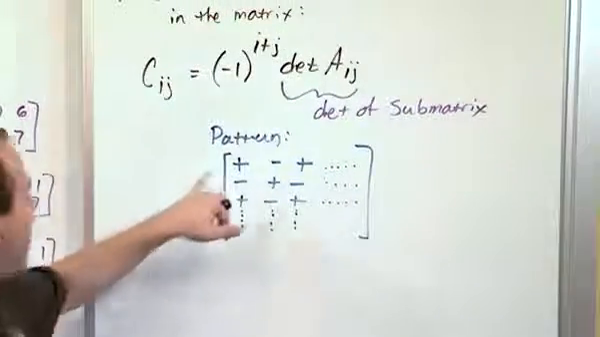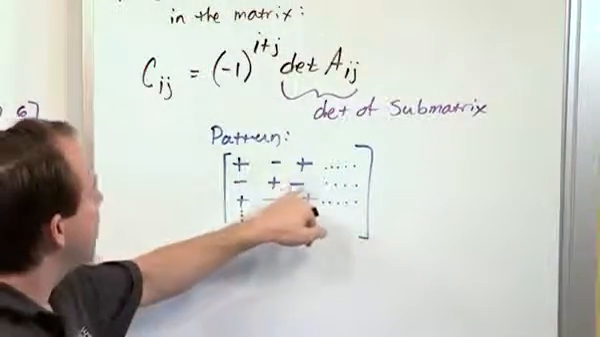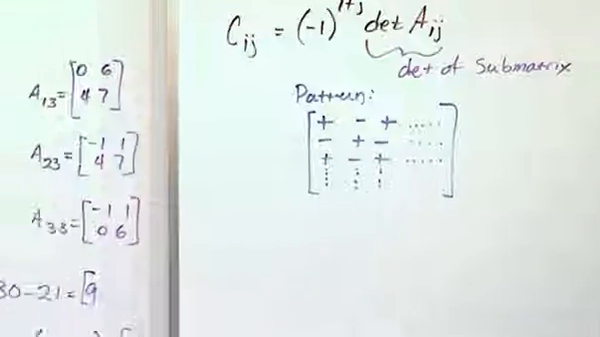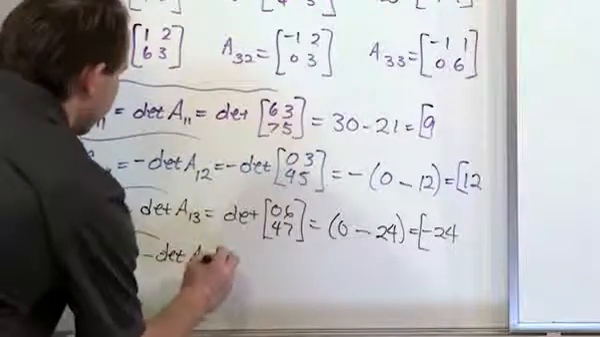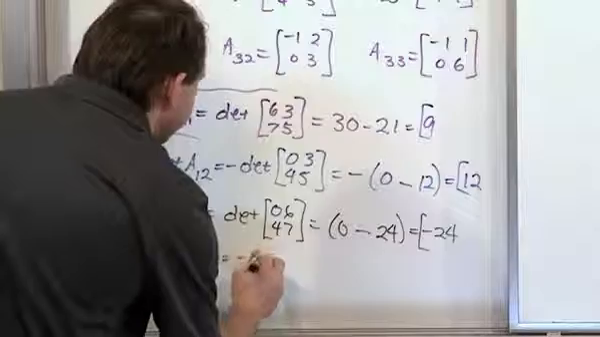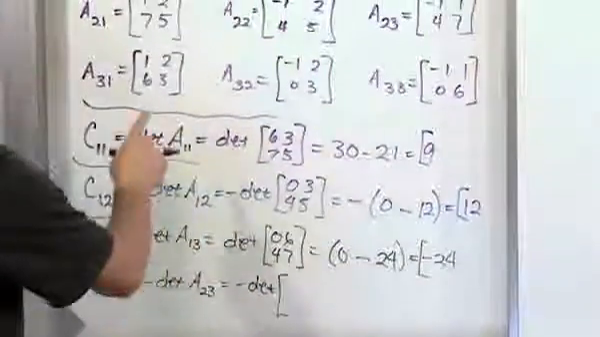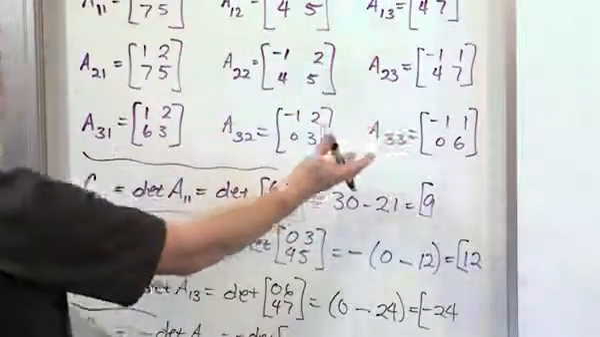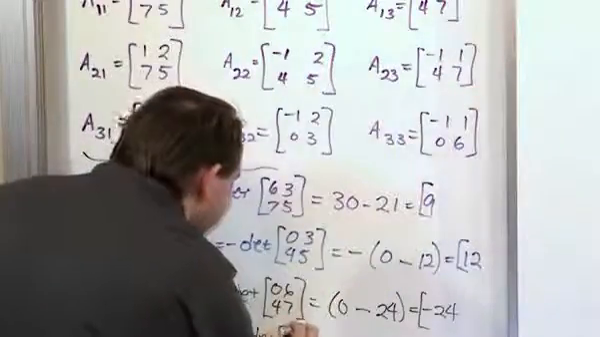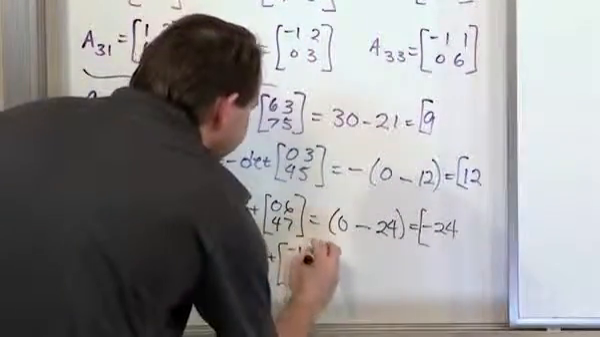But you can also look at the pattern. Row 2, column 3, you can see that there's a negative there. So however you want to do it's cool. Either way, you got to put a negative here times the determinant of A23. And so then what you want to do is negative times the determinant A23. You look in here, we've already found the submatrix here, A23, negative 1, 1, 4, 7.